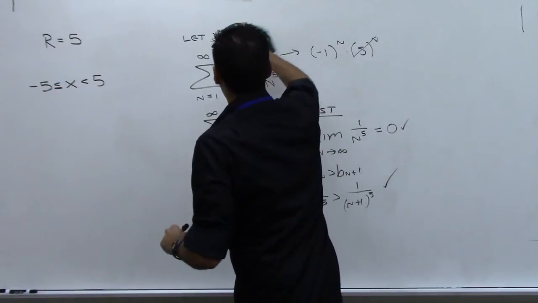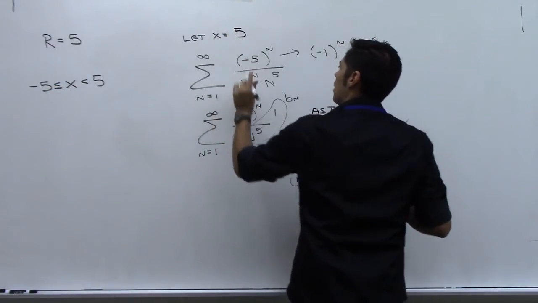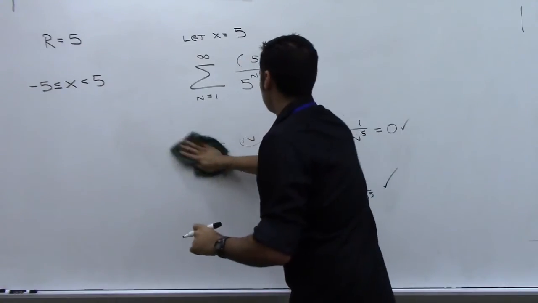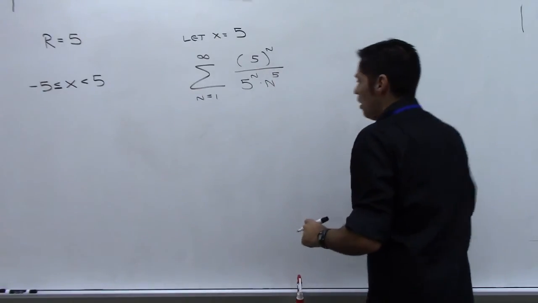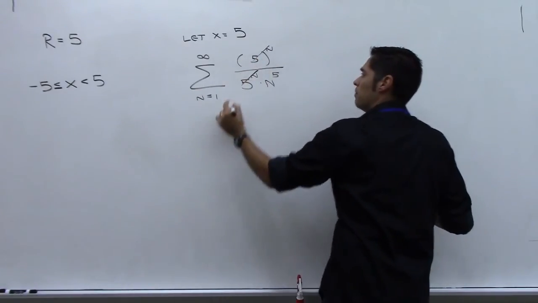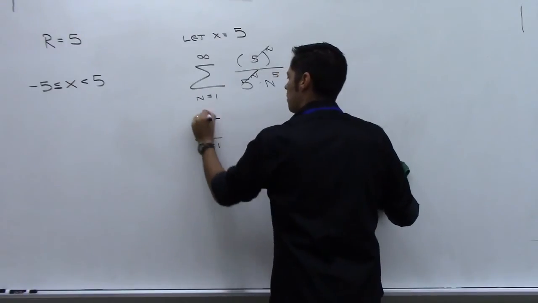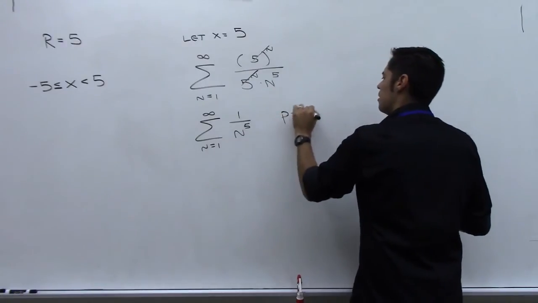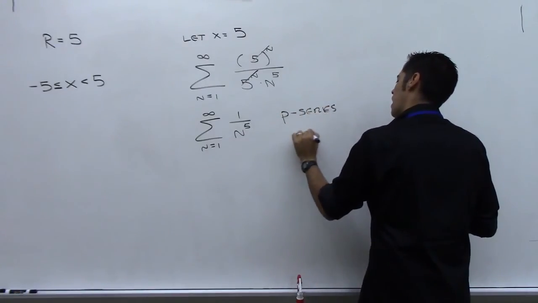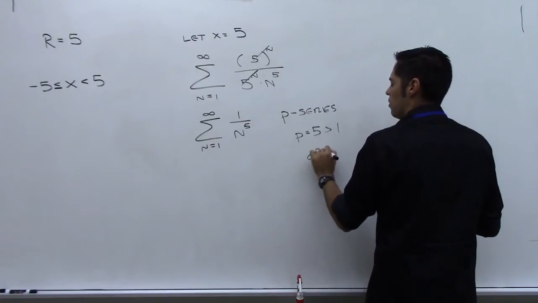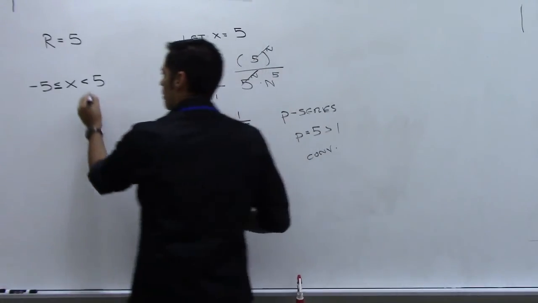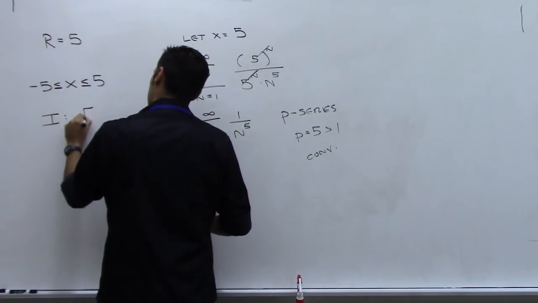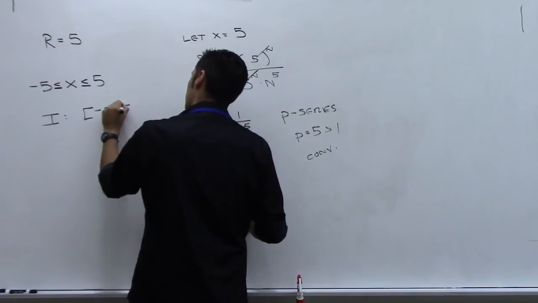And now I'm going to check 5. When I check 5, that changes. This is now a positive 5 right there. I no longer have to split off that negative 1. These just cancel, and we get the sum from n equals 1 to infinity of 1 over n to the 5th power. This is a p series. P is 5, which is greater than 1, therefore it converges. And that means I do want to include that endpoint also. So my interval of convergence is the closed interval negative 5 to 5.